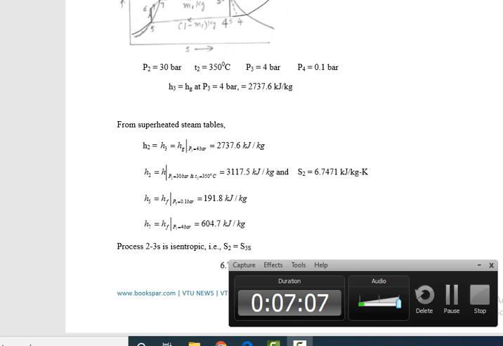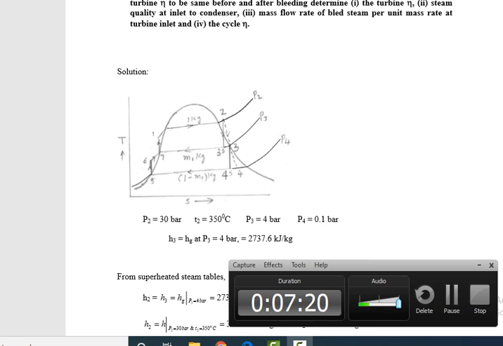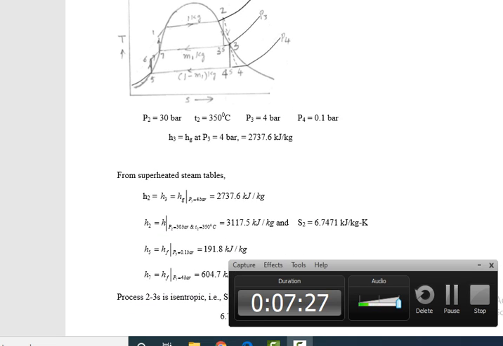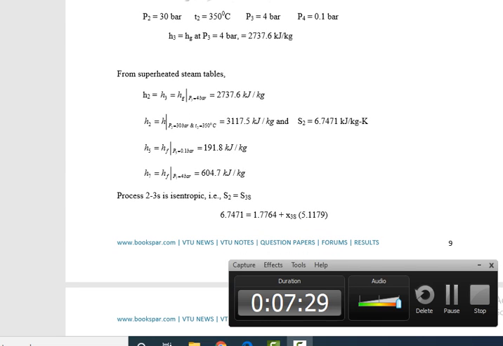Then from the superheated steam table you have to find the value. P3 equal to 4 bar, 2737.6 kJ per kg. In this case this is point 3 and this is point 2, where the enthalpy is located. Therefore you have to find the enthalpy at 30 bar and 350 degrees, again from the steam table. You will get the value 3117.5 kJ per kg.